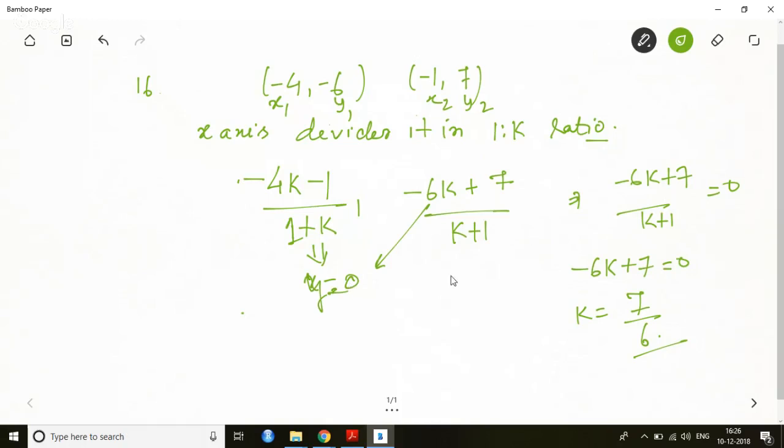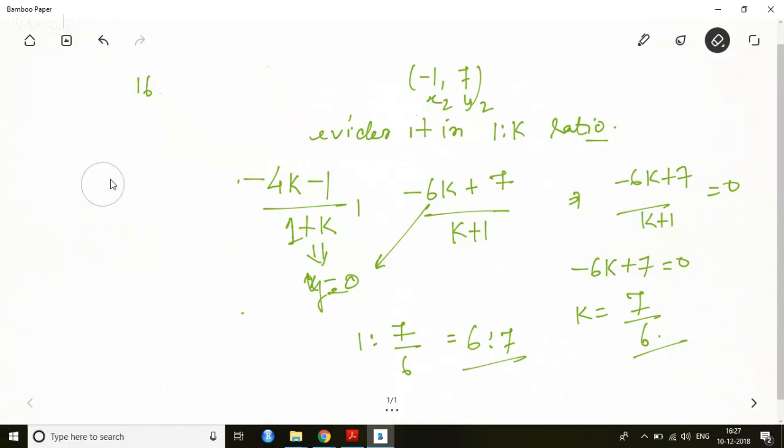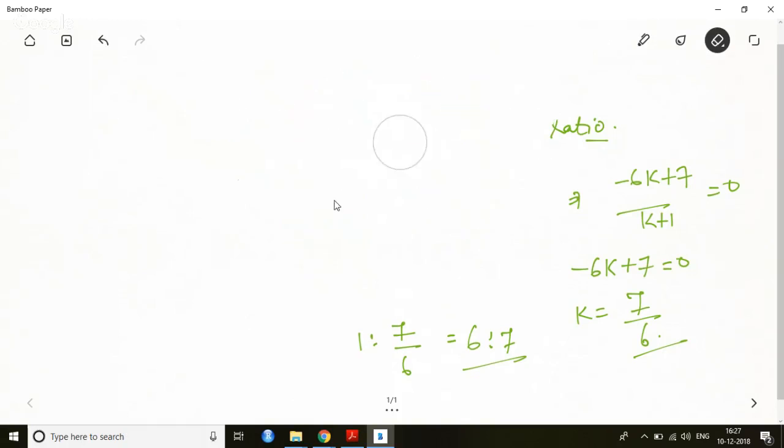So it would be 1 is to k ratio. So 1 is to 7 by 6, which is nothing but 6 is to 7 ratio. So that is how you have to solve this question. Now I'm going to the next part of question 16.